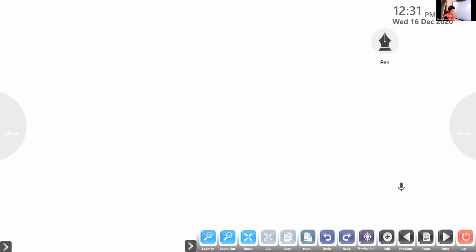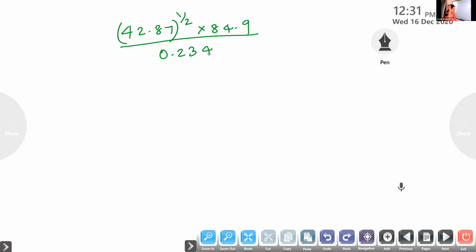Write the next one. Evaluate 42.87 whole raised to half into 84.9 by 0.234. See, whenever we get big calculations, we use log. Simple numbers we can do easily. Here we want to find the square root, fourth root and all, so we go with the log.